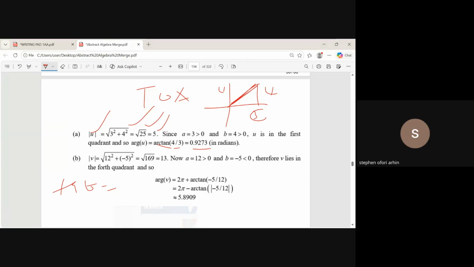The answer is 0.9272. That is it. So that is what is there. Are you okay? That is what is there. Good. All right. Now, let's look at the second one.